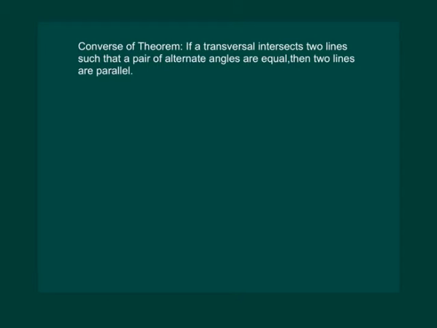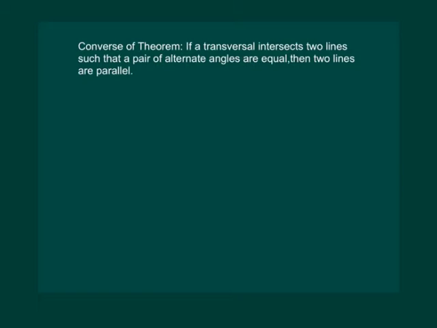Converse of the previous theorem is very useful if we are required to prove that the given two lines are parallel. Converse of the theorem is that if a transversal intersects two lines such that a pair of alternate angles are equal, then the two lines are parallel.